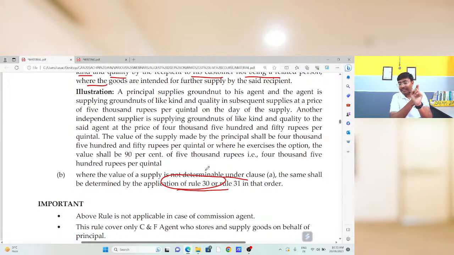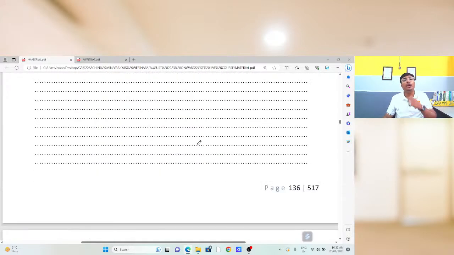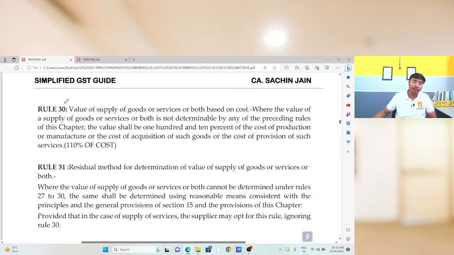So rule 27 was related to money plus monetary. Rule 28 was related to related party and distinct person. Rule number 29 is applicable in case of principal and agent supply. Now we are going to discuss the master key, that is rule number 30. And rule number 30 is saying a very basic provision. When I am not able to decide the value of supply from rule number 27, 28, 29, in that case I need to take the reference of rule number 30. And how I can decide the value of supply from rule number 30 is a very simple and basic principle.